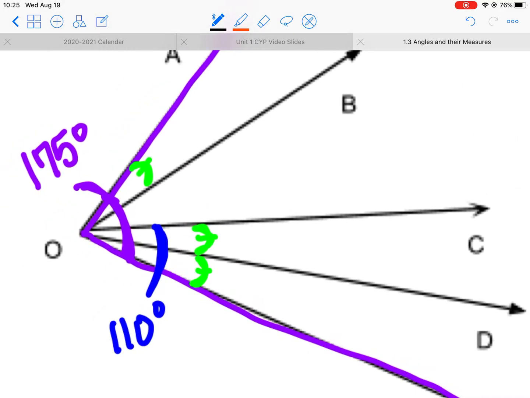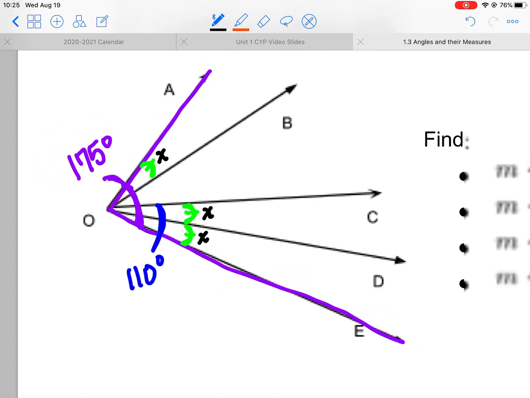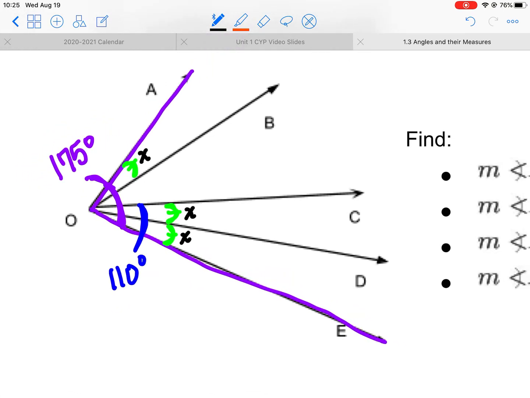So what I'm going to do is these three little angle pieces that I've marked in green, the first thing I'm going to do is label those as a variable. So I'm going to call each of these X. That's going to help me set up some equations to solve. Whenever I do that, what I notice is that I don't really have enough information to use this 175 degree angle because this is a big question mark. I don't have a variable listed there.